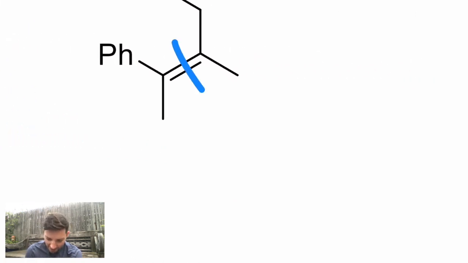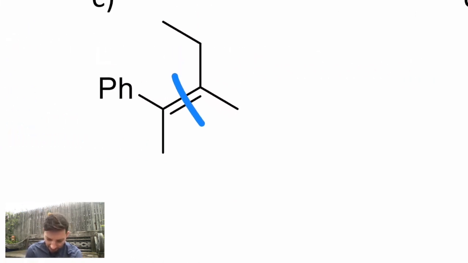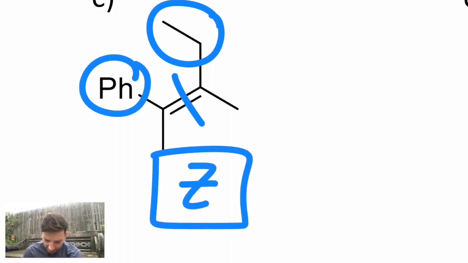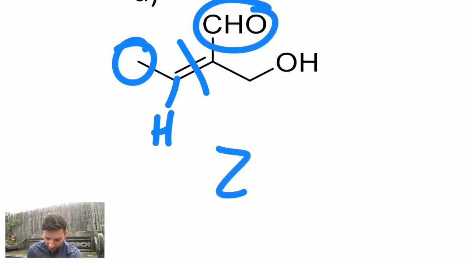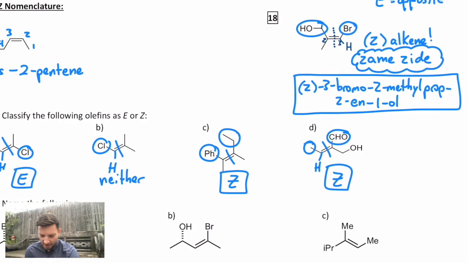On the right-hand side, ethyl beats methyl. On the left-hand side, phenyl beats methyl. This is a Z alkene. And lastly, there's my alkene. On the left-hand side, methyl beats H. On the right-hand side, my aldehyde beats my hydroxymethyl. This is a Z alkene. So E, neither, Z, and E.